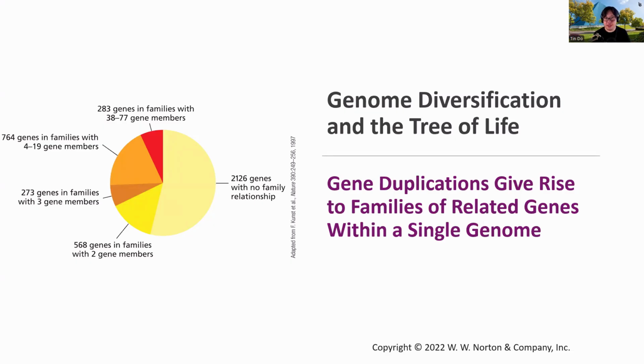Again, genes give rise to duplication, with families of related genes within a single genome. 283 genes in a family with 38 to 77 gene members, etc. This just states that you can have multiple genes within a single genetic region or a single genome, and it will give rise to multiple classes of them.